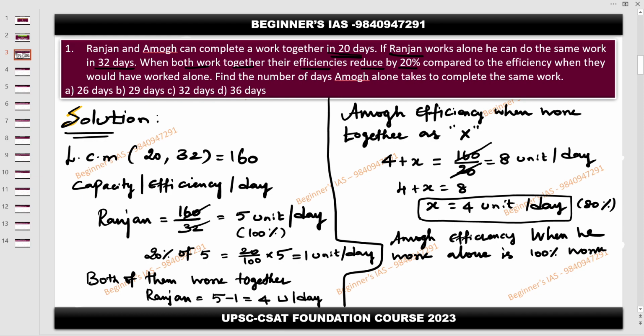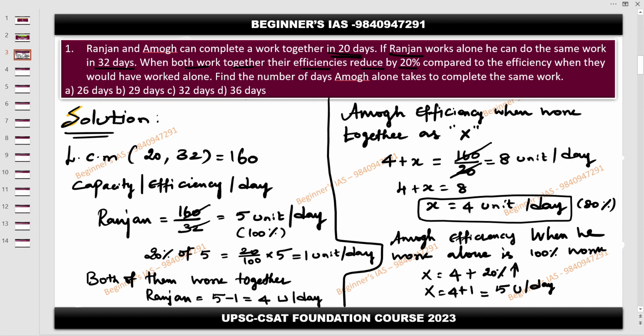So what we have to do is increase the 20% with respect to Amog. What would be the increase for 20%? 20% is nothing but 1. You understood how 20% is 1? We have calculated it here. Yes, sir. So then it is equal to 5 units per day.